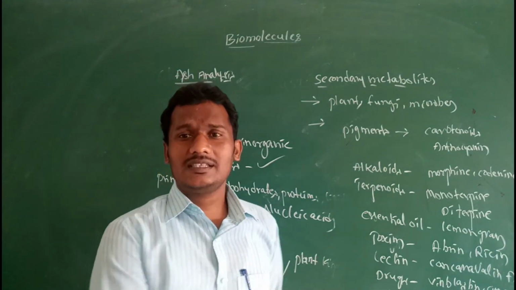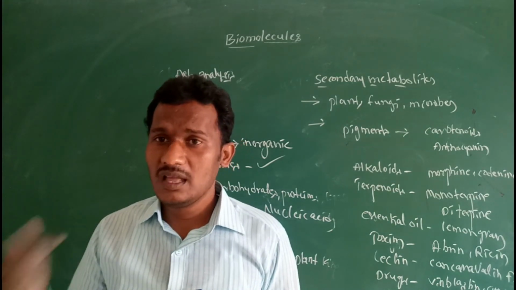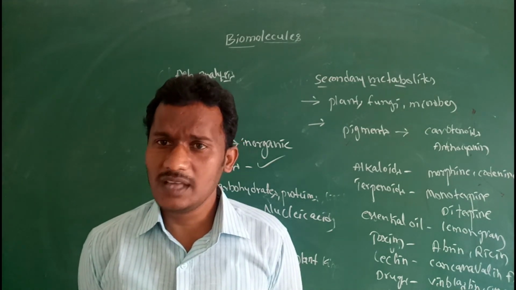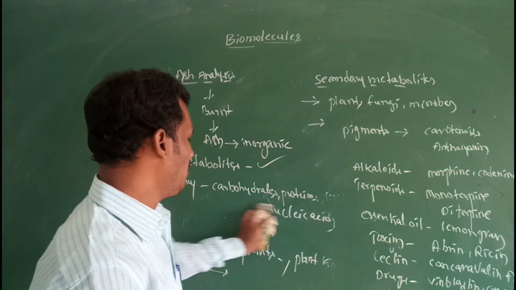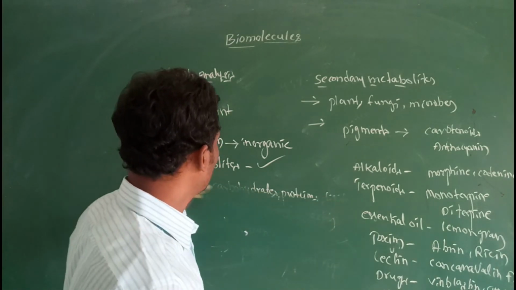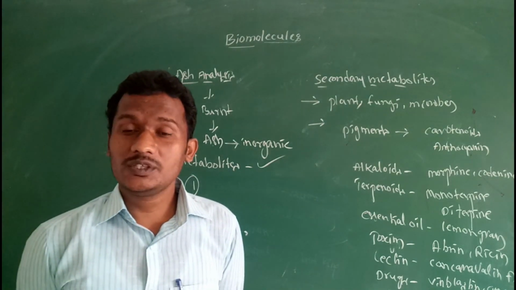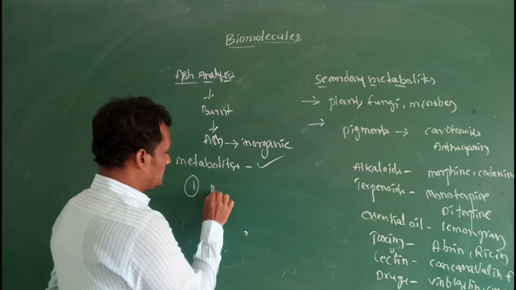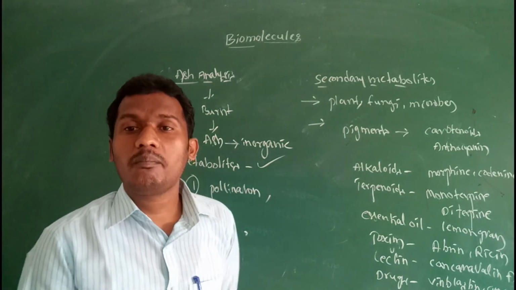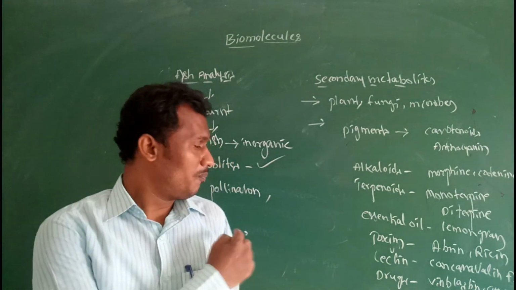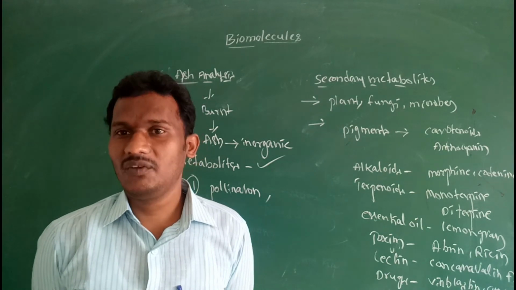So these secondary metabolites are isoprene compounds, nitrogen compounds, phenolic compounds, etc. Then what are the uses of these secondary metabolites? Secondary metabolites are useful to attract pollinators. They are useful for pollination.